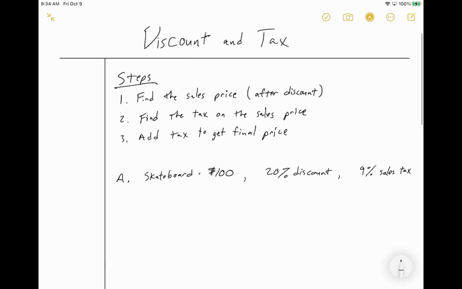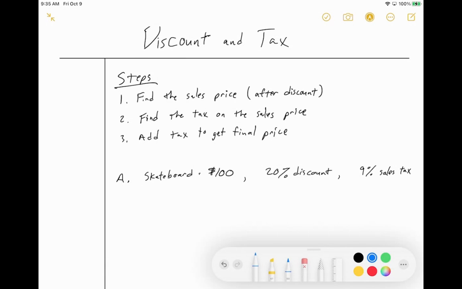Now, this is not like yesterday where you can say, Mr. Leon, can I just add the 2 together, like 20 plus 9? You can't do it that way. Yesterday, with tax and tip, since they're both going up, you can add them together. This one, you can't do that. You have to do it in separate steps. There's no other way to do it. So let's start with step 1 here. Let's find the sales price.